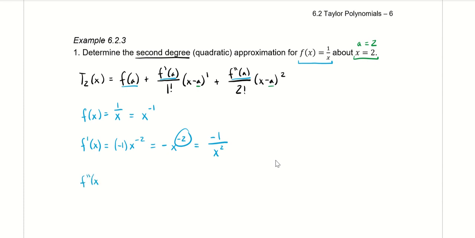And then finally, my second derivative is going to be the derivative of this. So negative 2 times negative 1 is positive 2 times x to the negative 2 minus 1, which is negative 3. Rewriting that as a fraction, I have 2 over x cubed.